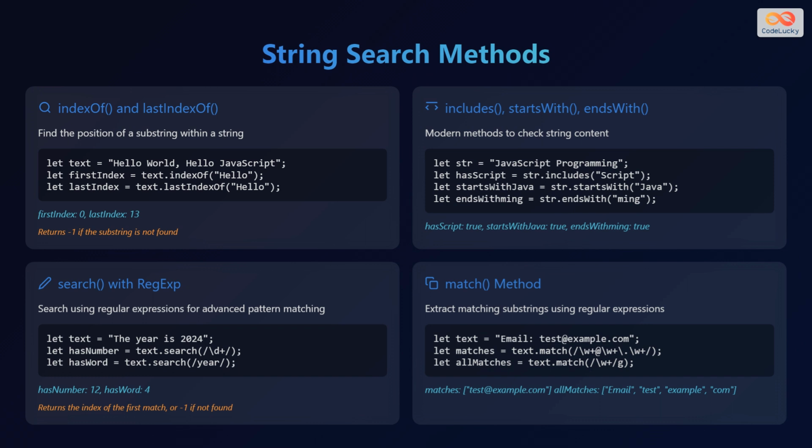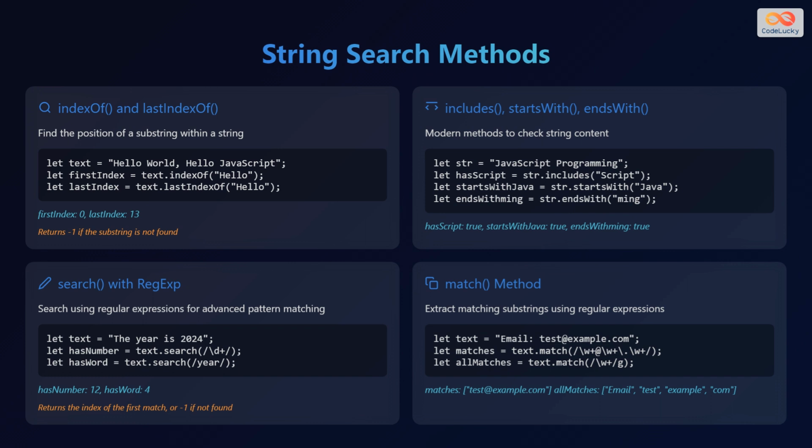The search method is used with regular expressions for advanced pattern matching. For example, let text = "the year is 2024". Let hasNumber = text.search(/\d+/), and let hasWord = text.search(/year/), which gives hasNumber being 12 and hasWord being 4.